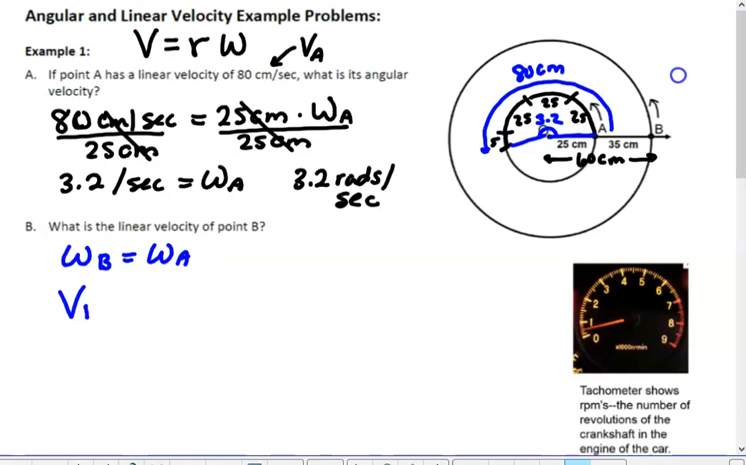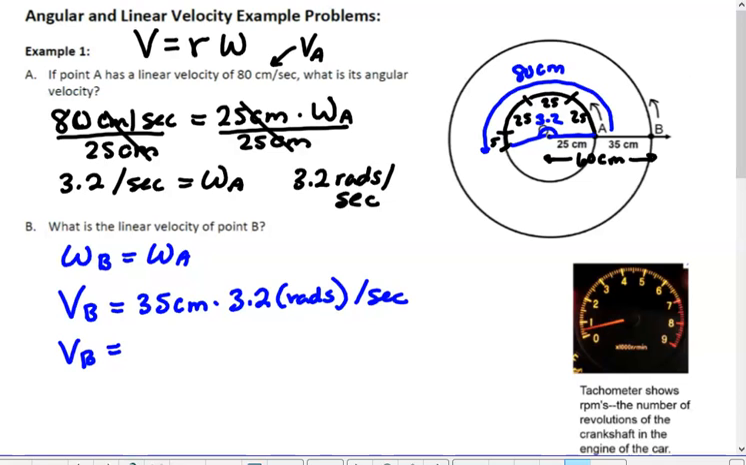So the linear velocity of B is going to be equal to its radius, 35 centimeters, times the same angular velocity that we just calculated, 3.2 radians per second. Remember, radians is a unitless measure. So the velocity of point B is, oh, not 35, I'm sorry, it's 60 altogether, 35 more than point A, so 60. So 60 times 3.2 is 192 centimeters per second.